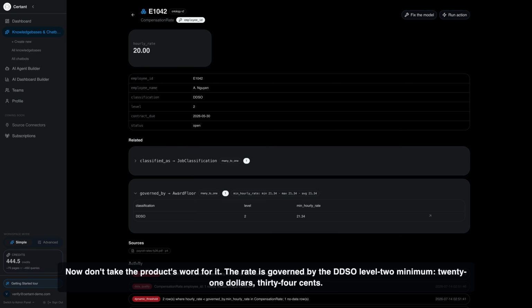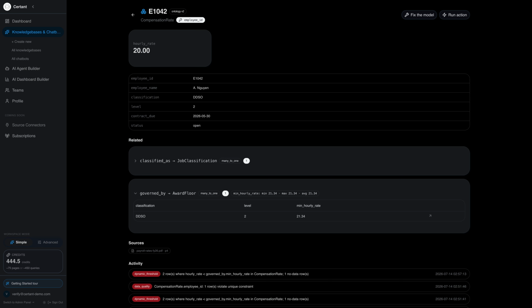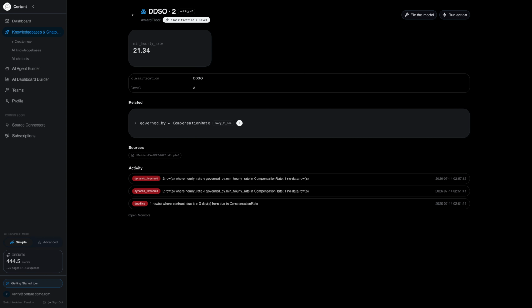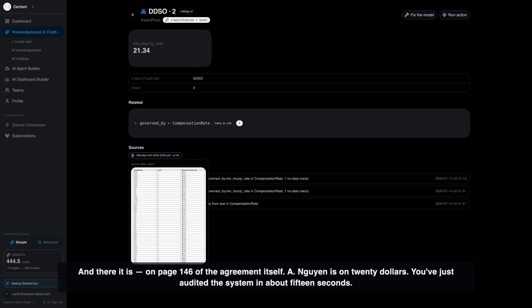Now don't take the product's word for it. The rate is governed by the DDSO Level 2 minimum, $21.34. And there it is, on page 146 of the agreement itself. A Nguyen is on $20. You've just audited the system in about 15 seconds.